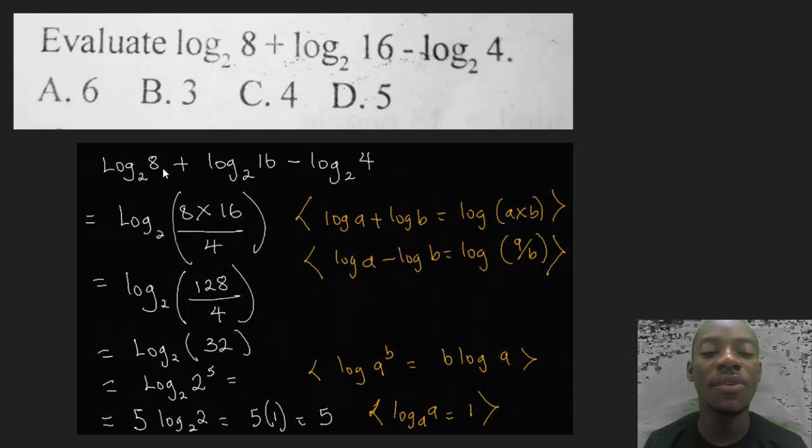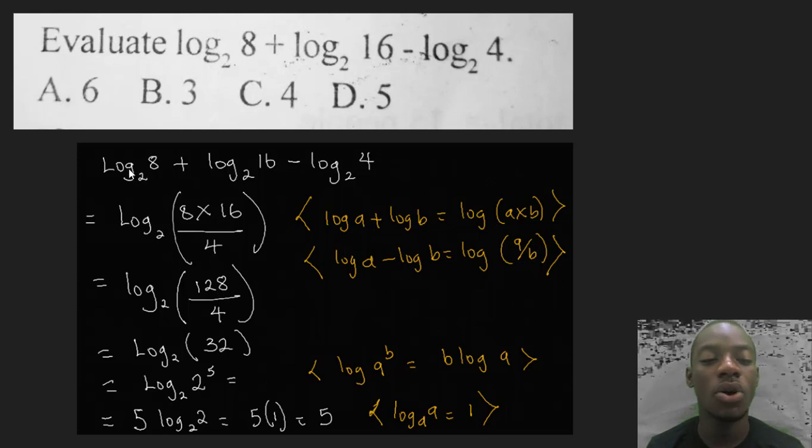So now we have the first law of logarithm, which says that anything addition will become multiplication and anything subtraction will become a division. So we have log 2 8 plus log 2 16 minus log 2 4. This plus will make it times. Since log 2 is common, it will become log 2 bracket 8 times 16 divided by 4. Notice plus became times, minus became division.